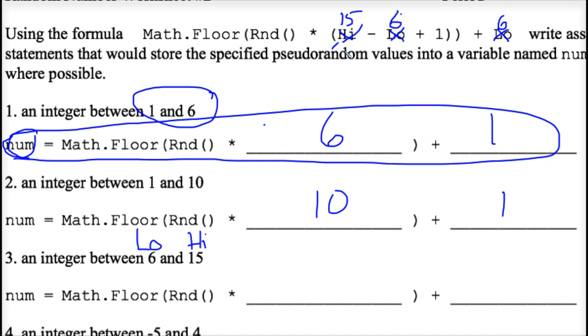And, okay, Colin, this is double or nothing here. What's 15 minus 6 plus 1? I have my paper. You got it. 10 is correct. And plus 6 is the low, so that's your answer for number 3.